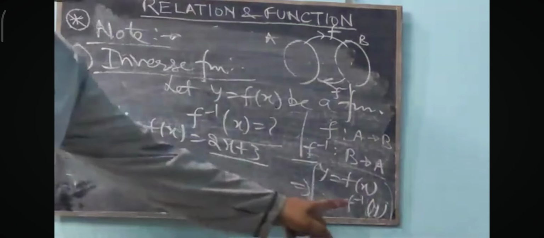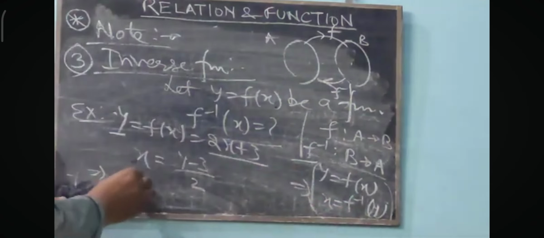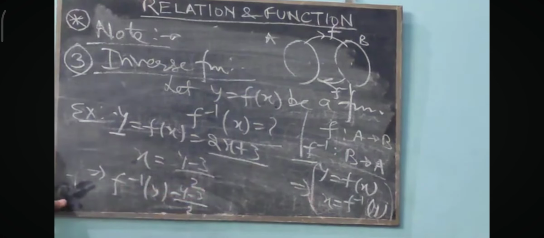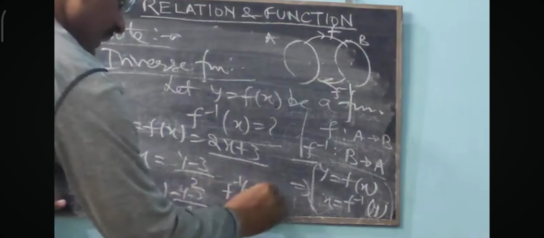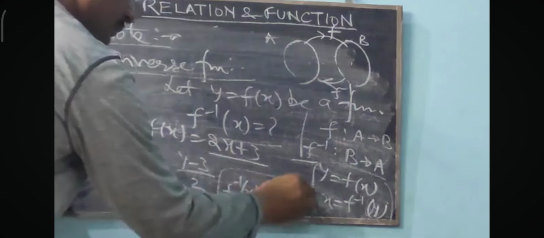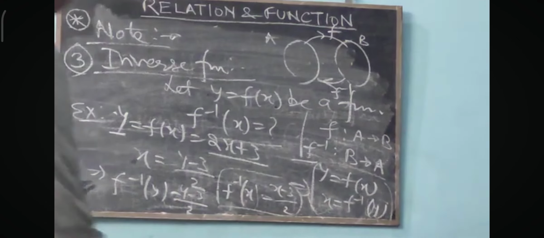So as x is f inverse y, here you will replace x by f inverse y. So now you get f inverse y equal to (y minus 3) upon 2. And then, to hold the equation, you can simply replace y by x, then you will get f inverse x is equal to (x minus 3) upon 2. So by this manner you can find the inverse of the function.